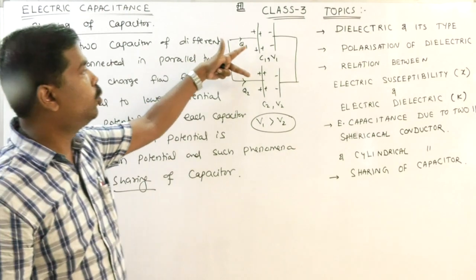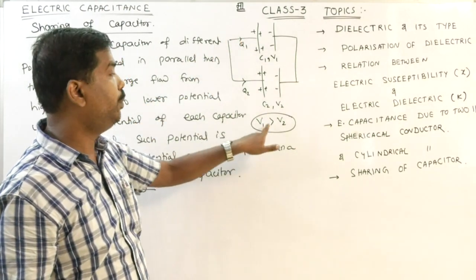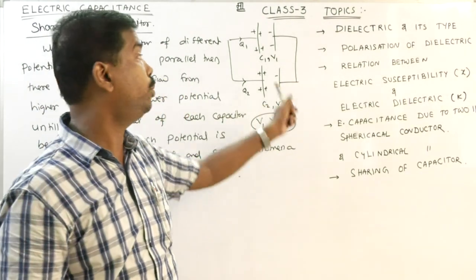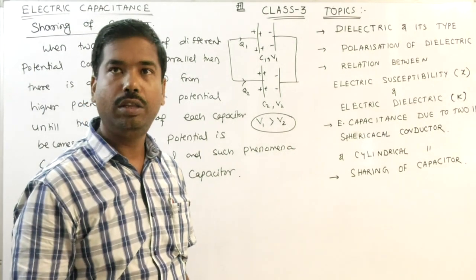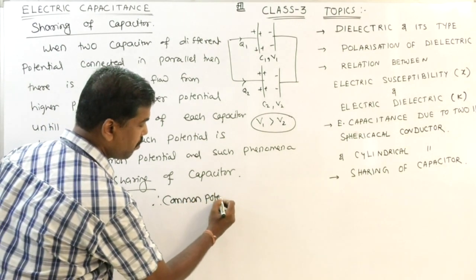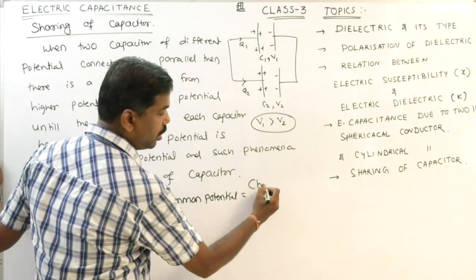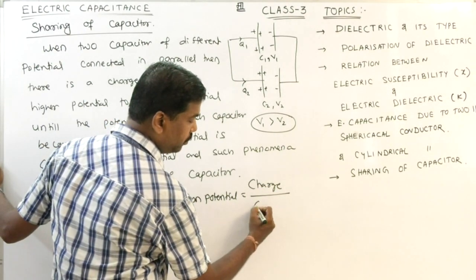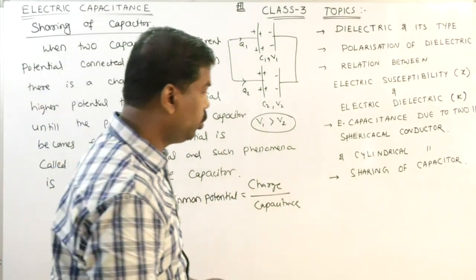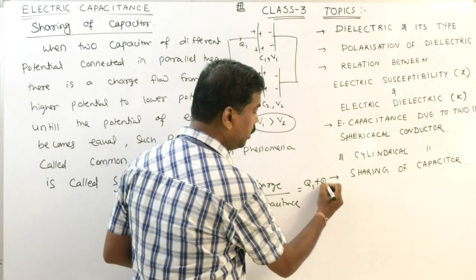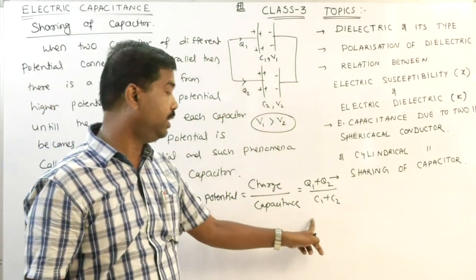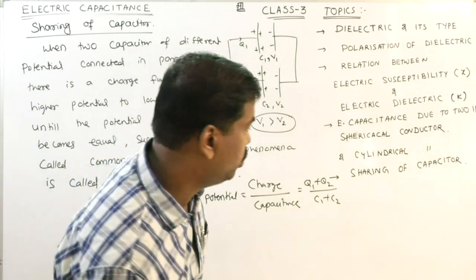Clear? It means here two capacitors are taken, C1 and C2. V1 is the higher potential, so charge flow takes place from high potential to lower potential until the potential of each capacitor becomes equal. Clear? So the common potential is total charge by total capacitance. Total charge is Q1 plus Q2, and these two capacitors are connected in parallel. So for parallel capacitors, the effective capacitance is C1 plus C2.